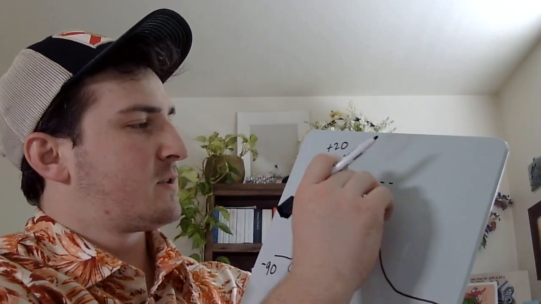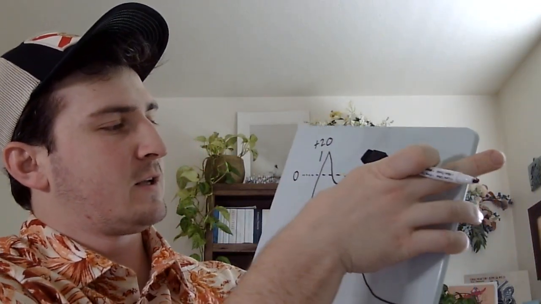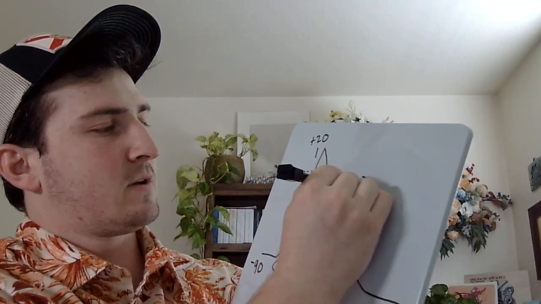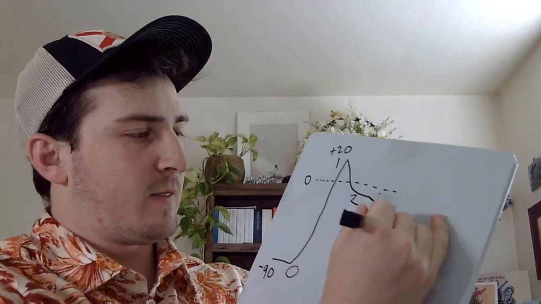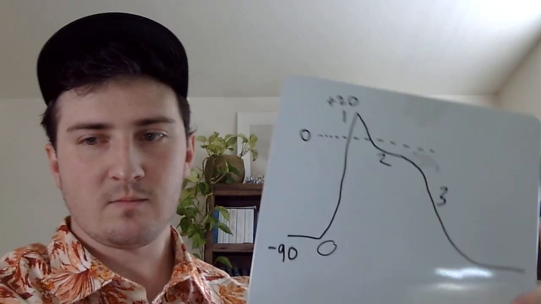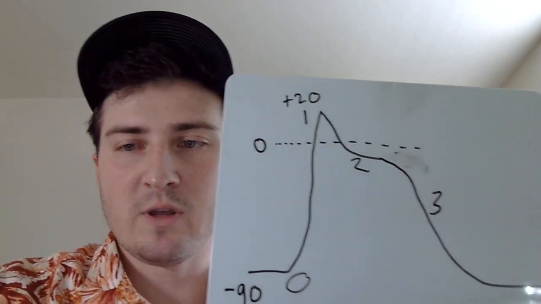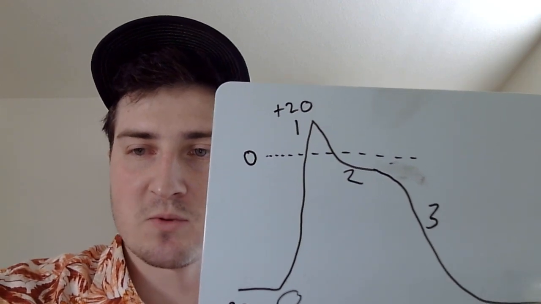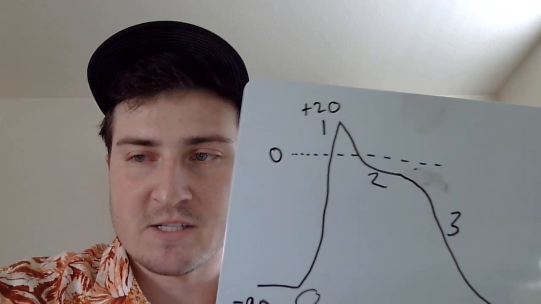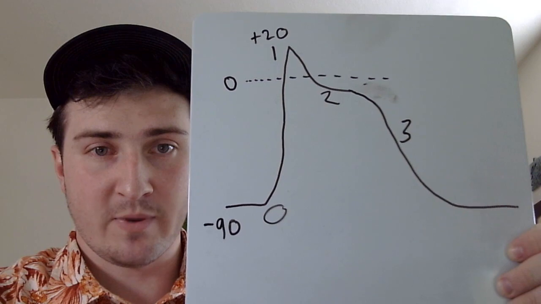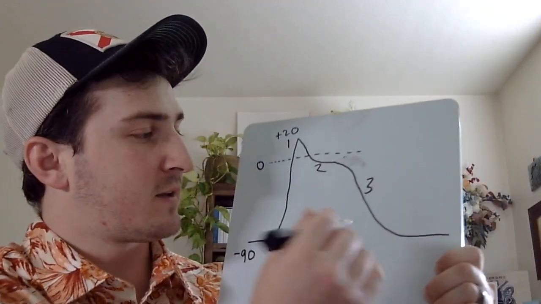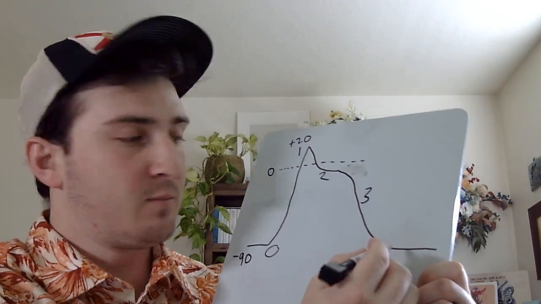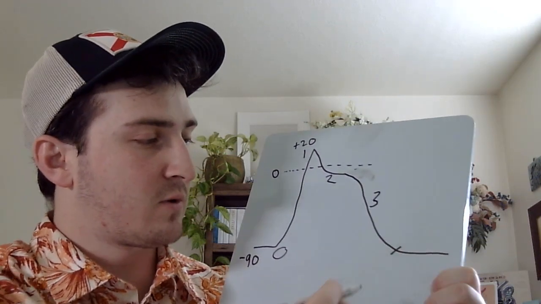And then we'll come into here. So this is 2 right there in our plateau. And then 3 right here is going to be our repolarization. This is where our calcium channels will close, and then more potassium channels will open and allow more potassium to flow out of the cell, and this will lead us to fall back down to -90 millivolts, our resting membrane potential right there.